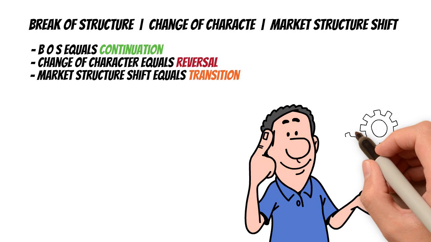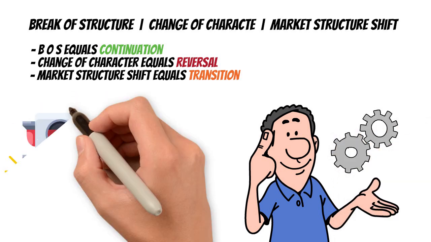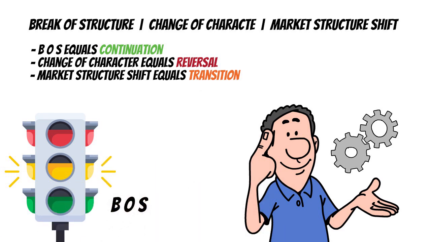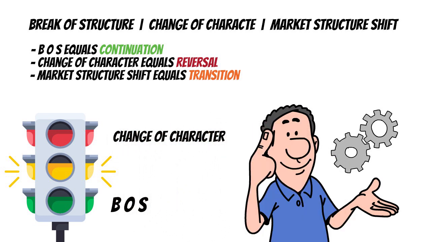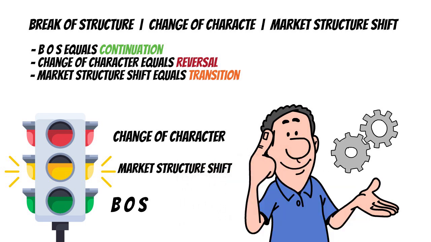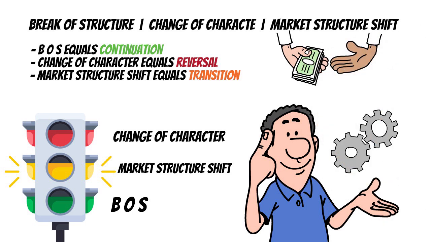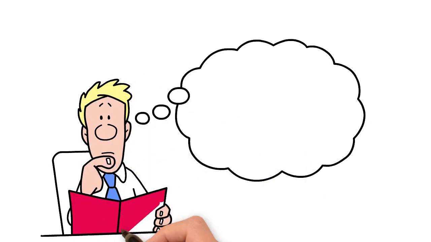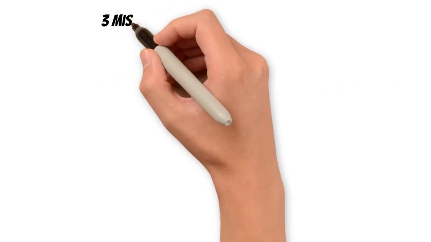Together, these three patterns let you see the engine of the trend, the moment it runs out of steam, and the exact handover of control in the market. Think of it this way. Break of structure is like the green light that says the road ahead is still clear. Change of character is the red light warning that the current route is ending. Market structure shift is the amber light in the transition phase where momentum is switching sides and where smart money often positions themselves before the new move begins. By combining all three, you're not just reacting to price, you're anticipating the flow of control between buyers and sellers.